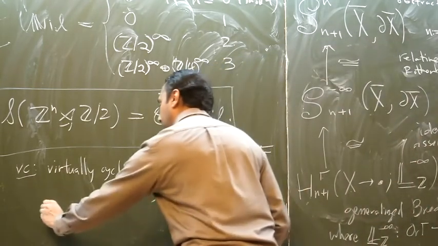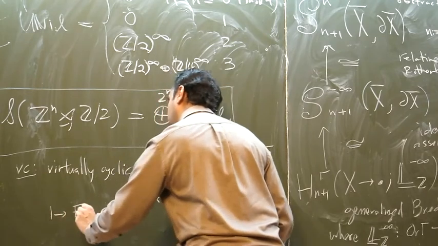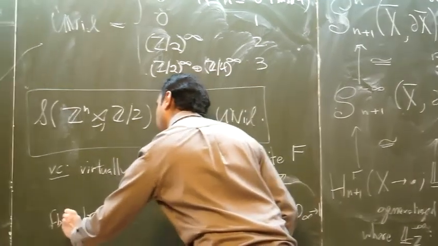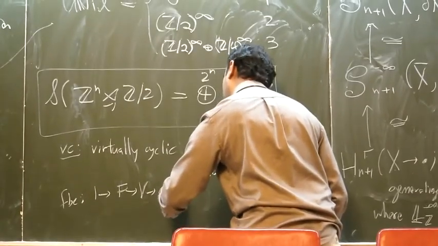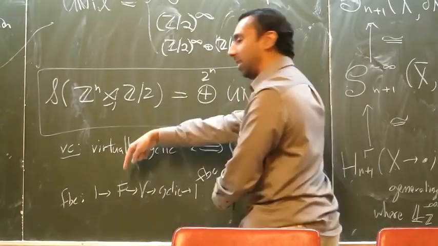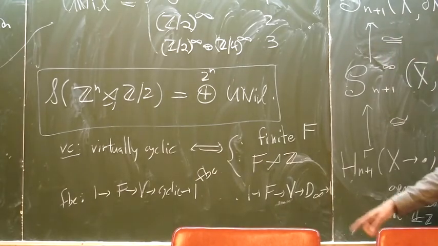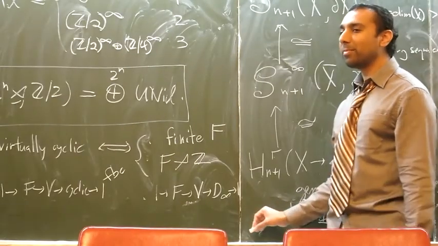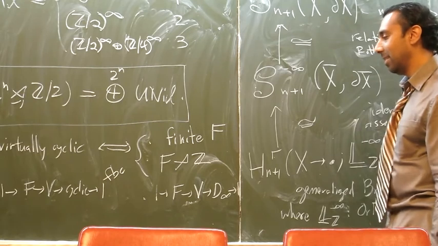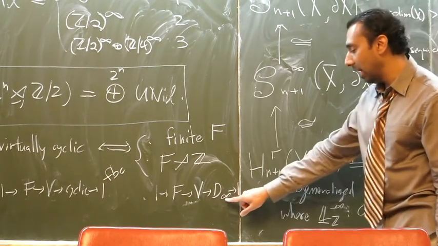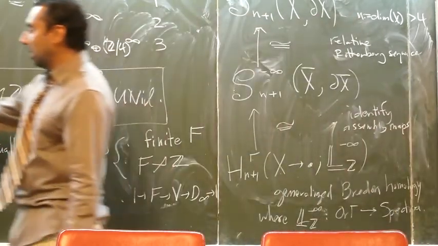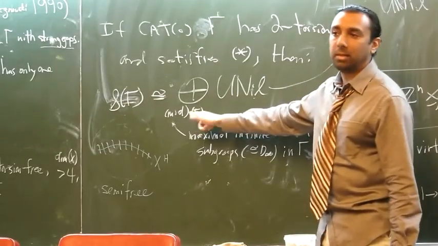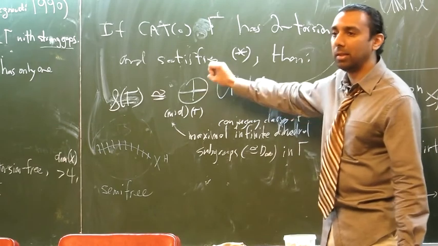Yes, but that's virtually cyclic. So when you do not have to worry about these infinite dihedral groups, then this index set here is empty. So it's an empty direct sum, that's 0.